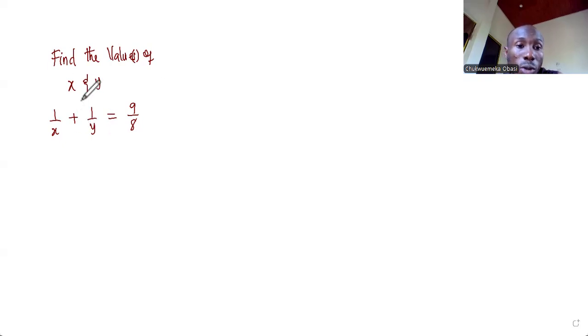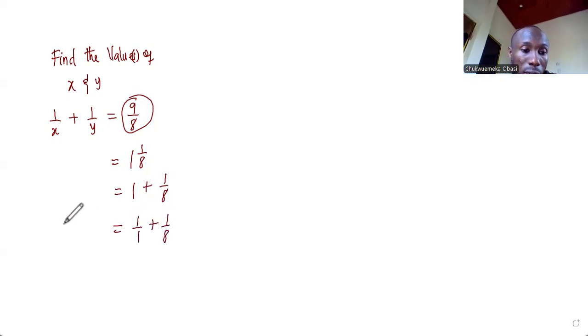So we want to find the value or the values of x and y in this given equation. So let's get started. The very first thing I would like to do is split up these guys. 9 over 8 is the same as 1 whole number and 1 over 8. And this is the same as 1 plus 1 over 8. And 1 can also be expressed as 1 over 1, plus 1 over 8. And remember, on the left-hand side, we have 1 over x plus 1 over y.